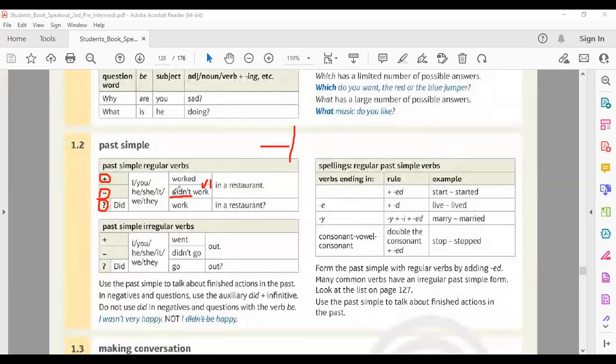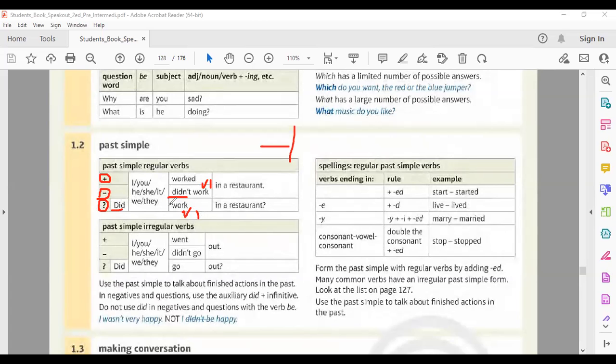This is very good that did works with all the pronouns, with all the nouns, with all subjects in the past. So you don't have here like 2 of them like was or were, or you don't have here do or does. You only have did. And it works for he, she, it, we, they, I, you, all of them. When we put did either in the negative or in the question, we put after it verb 1.